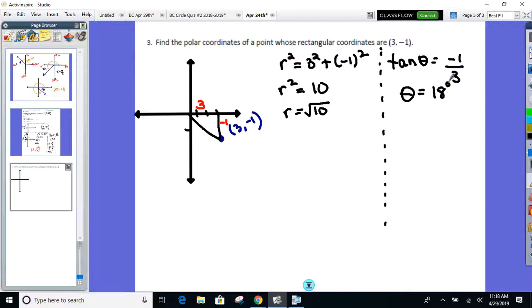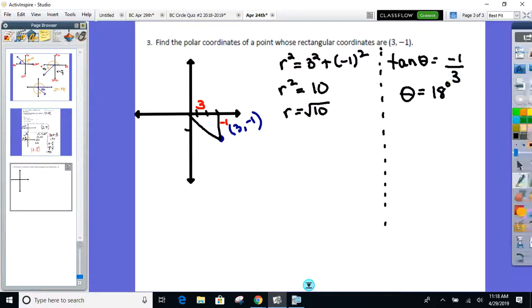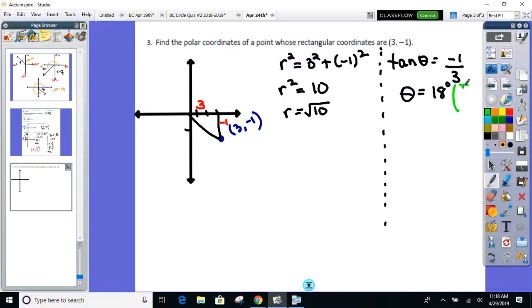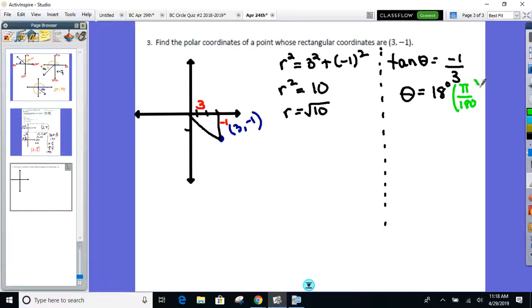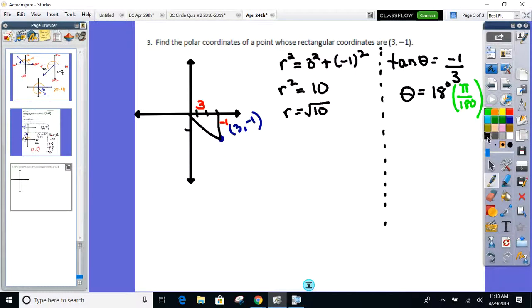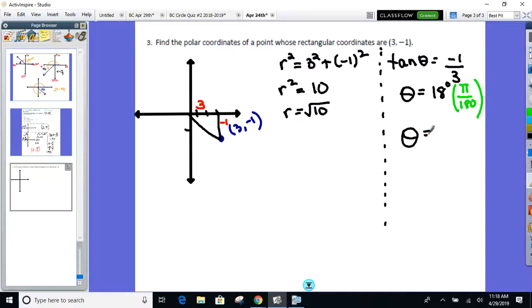Quick problem, it's got to be in radians though. Final answer has to be in radians. How do I convert to radians? I know it's been a while. Multiply it by pi over 180. Nice. All right, no big deal. Everyone go to your calculator, figure out what 18 over 180 is simplified for me. What is that simplified? 18 over 180. Pi over 10. All right.